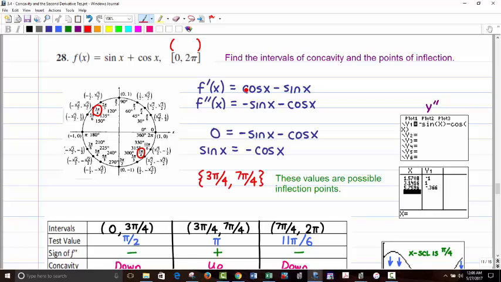So, derivative of sine is cosine, derivative of cosine is negative sine. Derivative of negative sine would be negative cosine. And so we set this equal to 0. Negative sine of x equals cosine of x, so bring one of them over to the other side. Sine of x equals negative cosine of x. So you don't have to solve an equation for this or anything. It would be the same thing as saying tangent equals negative 1.